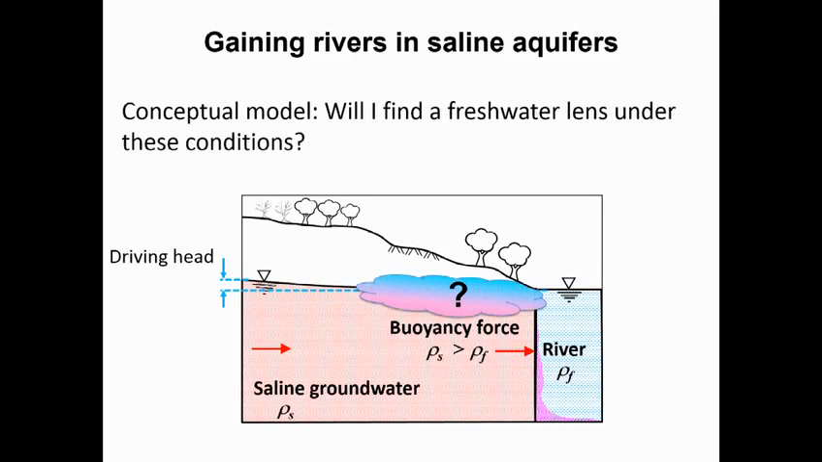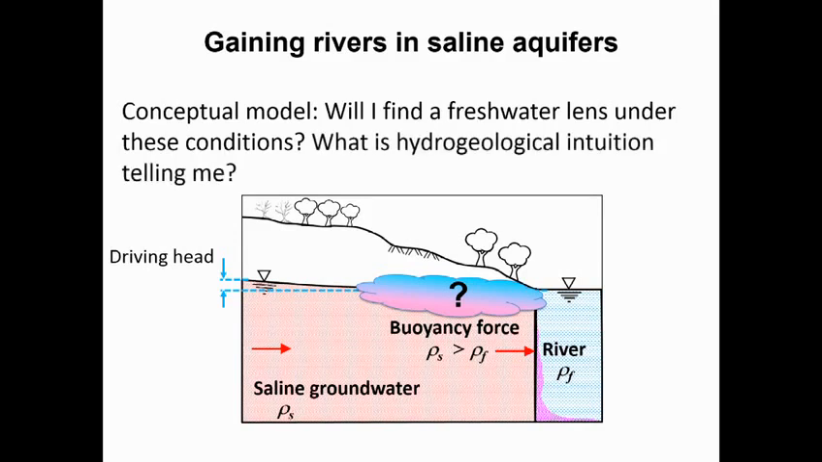So I asked the question, will I find a freshwater lens under these conditions? A gaining river with a saline groundwater and a fresh river. Well, the two forces are towards the river. So the answer is, what is my hydrogeology intuition telling me if I rely on that? And then, no way, right? Because everything is towards the river: the salt, the density, and the hydraulics.